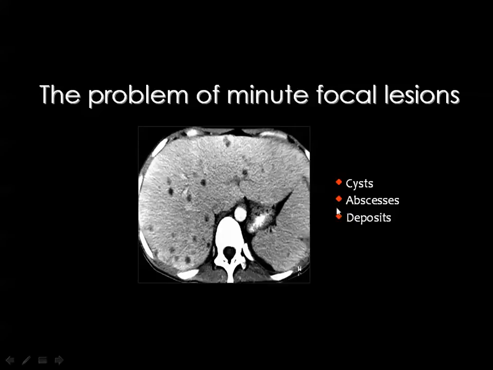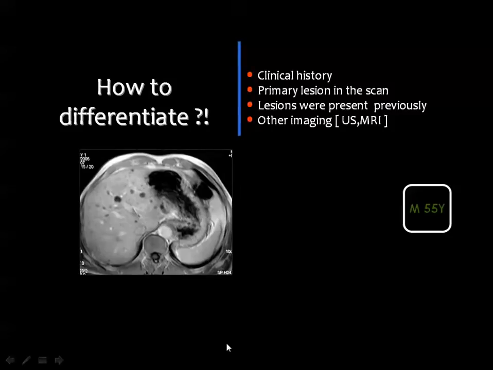Actually, this item, which is metastasis, is very important whenever the patient has a primary malignancy and you want to know whether these are metastases or otherwise. Then the helpful criteria: number one is the clinical history, and if you see a primary lesion in the scan, you may suspect a metastasis, and lesions present in the previous studies, and this is very important.